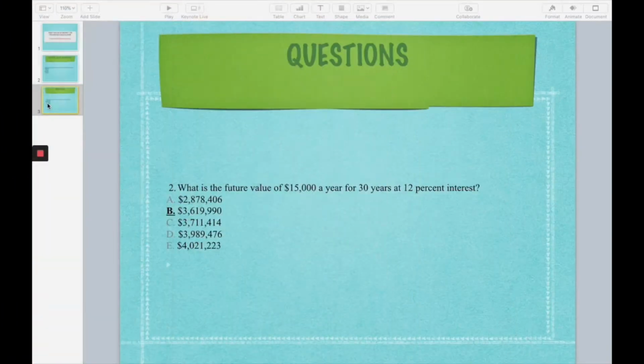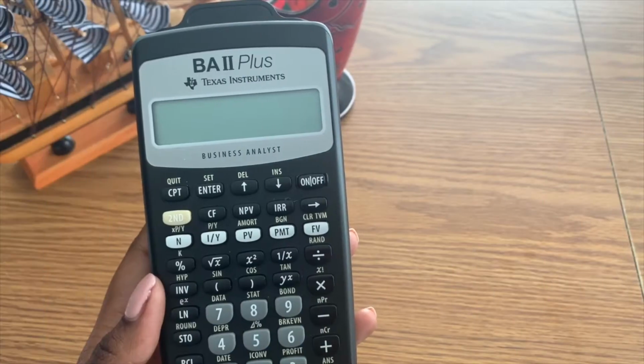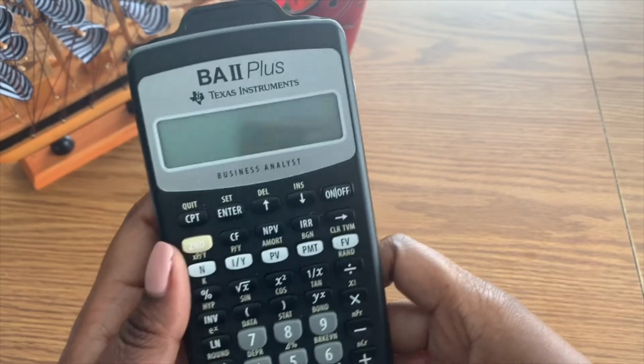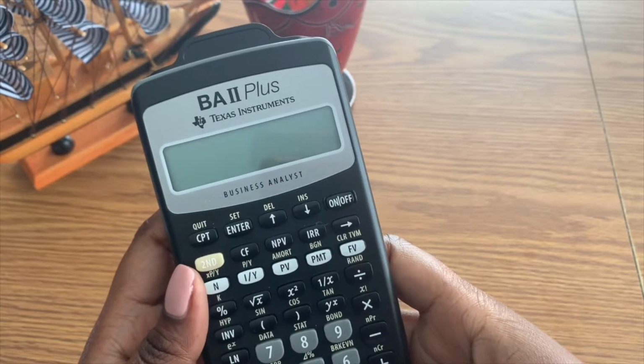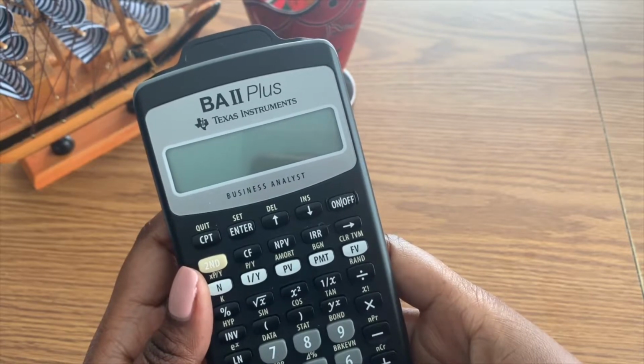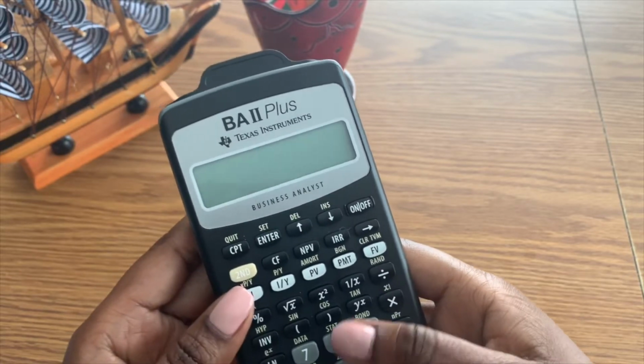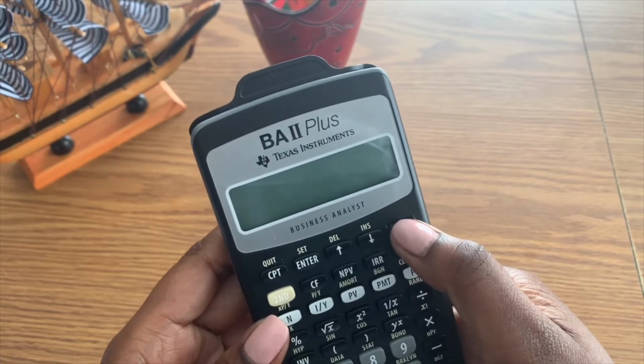What is the future value of $15,000 per year for 30 years at 12% interest? The answer is $3,619,990. How do we solve that question on a financial calculator? We have 30 years, because it's asking for the future value of $15,000 a year for 30 years at 12% interest. So turn it on.